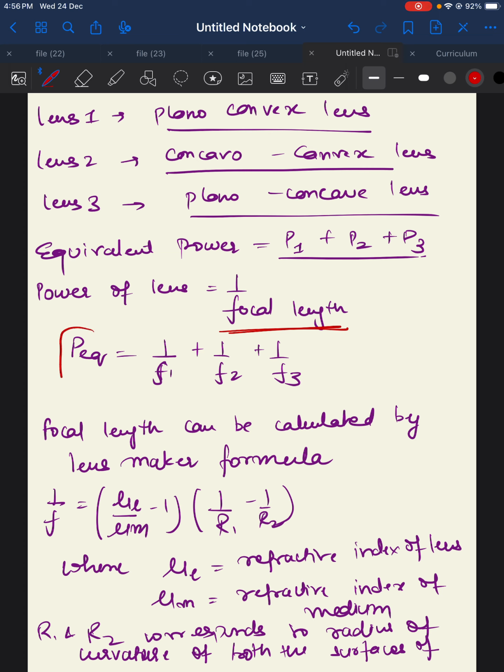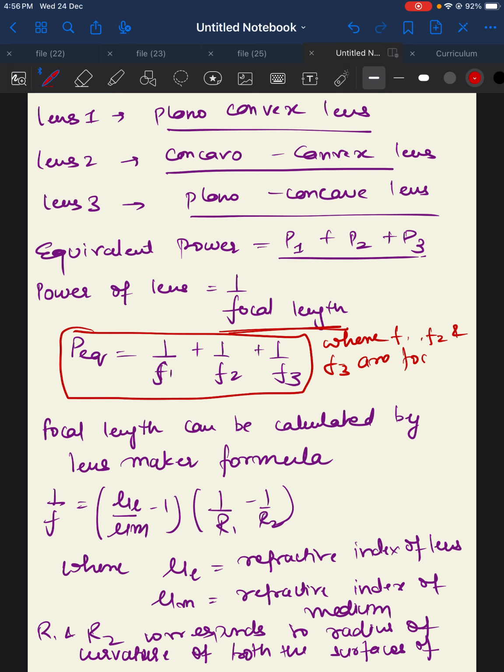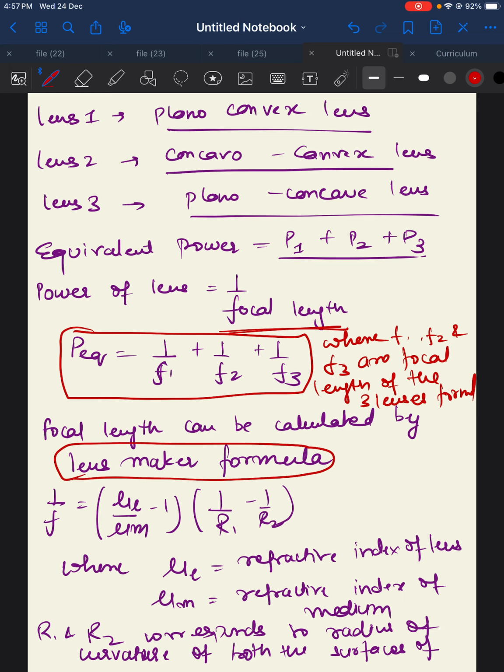So P equivalent is equal to 1/f1 plus 1/f2 plus 1/f3, where f1, f2 and f3 are the focal lengths of the three lenses formed, correct? Now we are going to use the lens maker formula to calculate the focal length of each lens.